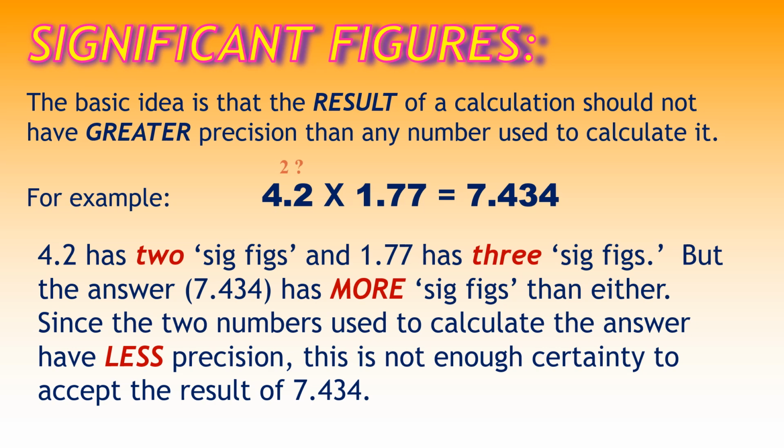But 4.2 has 2 sig figs, while 1.77 has 3. And our answer, 7.434, has more sig figs than either one. Well, since the two numbers used to calculate the answer have less precision, there simply is not enough certainty to accept the result of 7.434. We can't claim to have an answer that's so much more precise than any of the numbers used to calculate it.